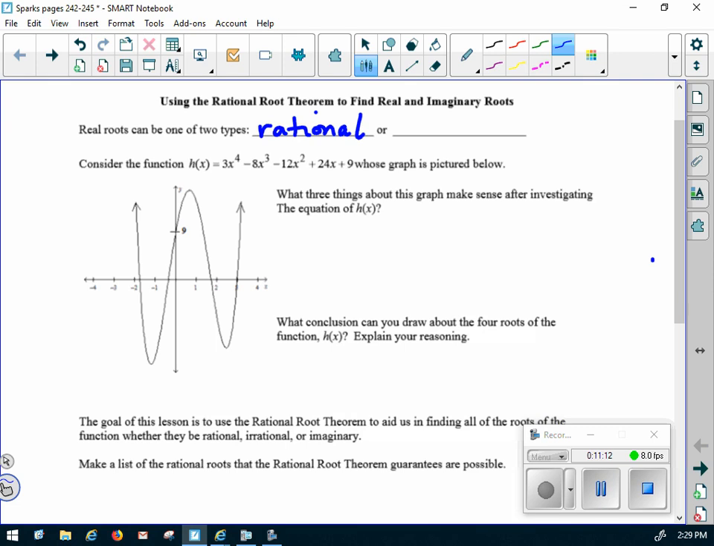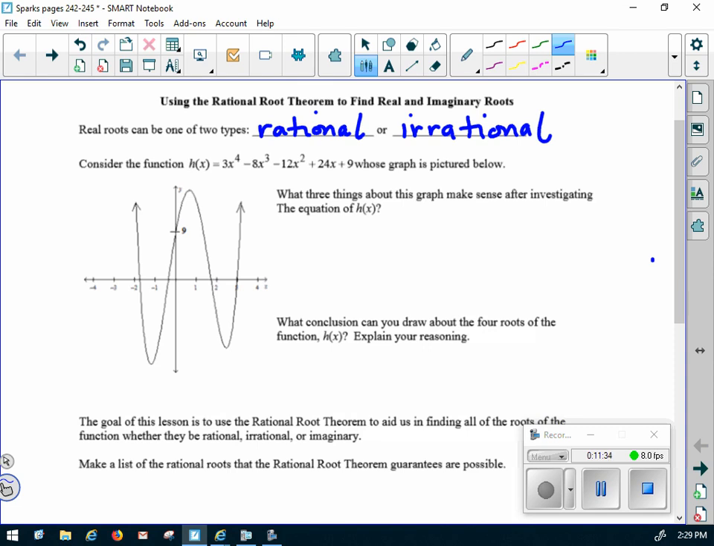or irrational. Do you know the difference? Some.